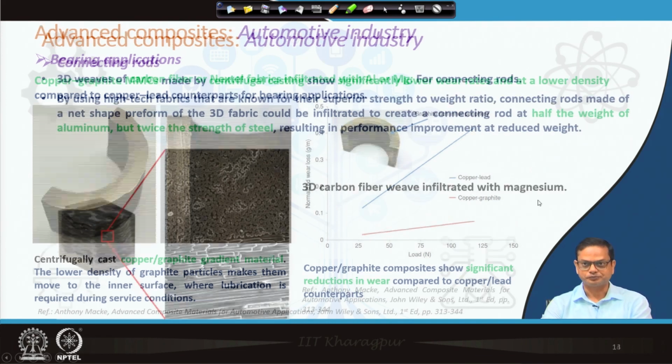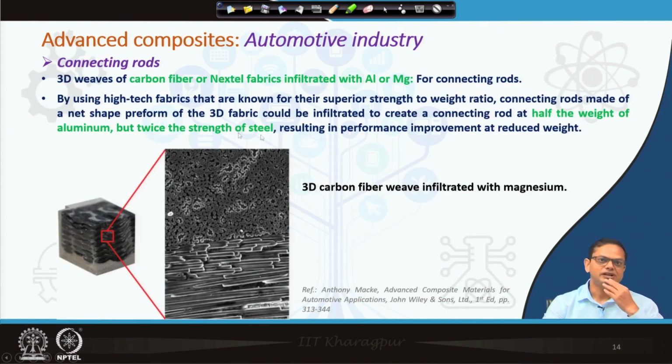Okay. Let us discuss some more. Connecting rods, it is a very nice example that has been shown here. What you are seeing here, you can see this particular structure. So, this is basically a 3D weave of carbon fiber or Nextel fiber. Now, you guys remember what is Nextel fiber? I have discussed about it also. Nextel fiber is alumina fiber.